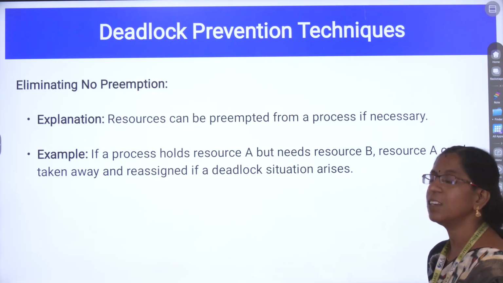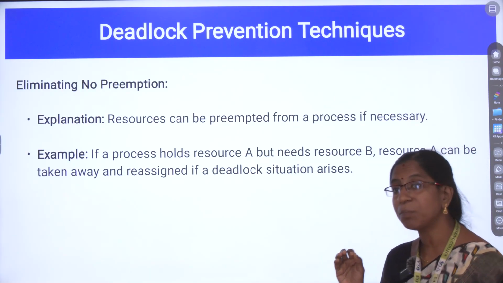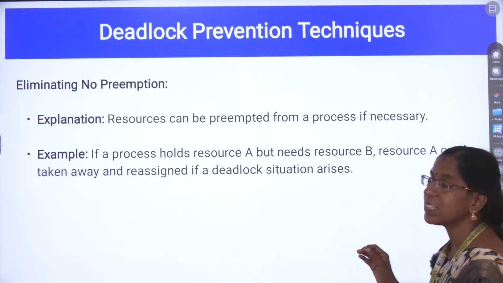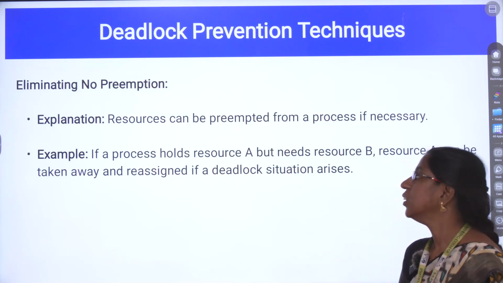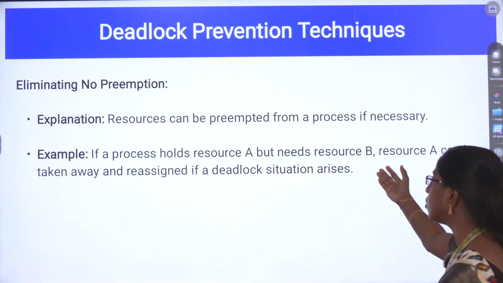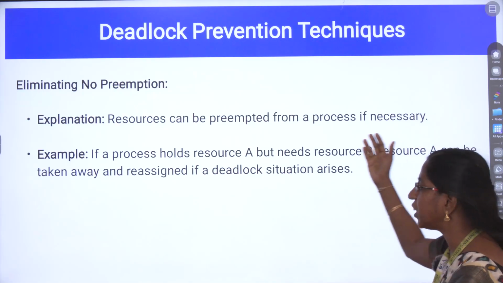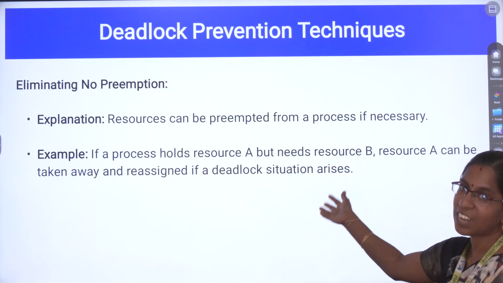Next, eliminating no preemption. Explanation: resources can be preempted from a process if necessary. If necessary means the resource should be preempted. For example, if a process holds resource A but needs resource B, resource A can be taken away and reassigned if a deadlock situation arises.